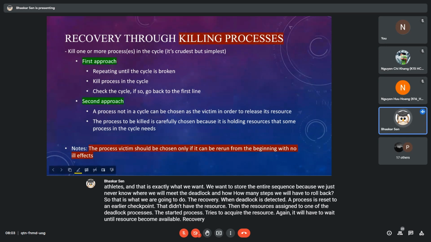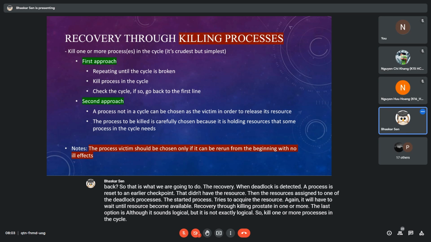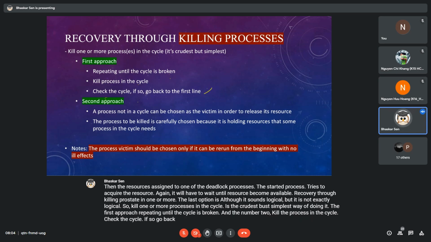Recovery through killing processes: kill one or more. The last option sounds logical, but it is not exactly logical. Kill one or more processes in the cycle. It's the crudest but simplest way of doing it. The first approach: repeat until the cycle is broken. The second approach: kill a process in the cycle, check the cycle, and if it is still there, go back to the first line.